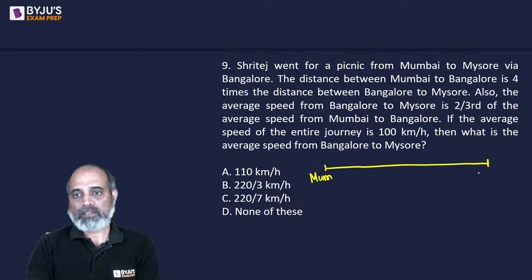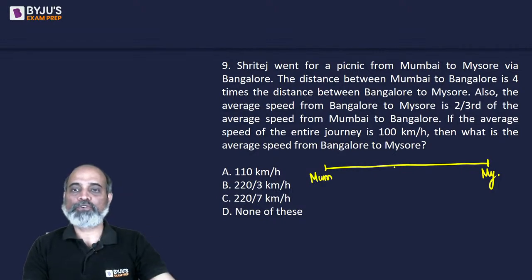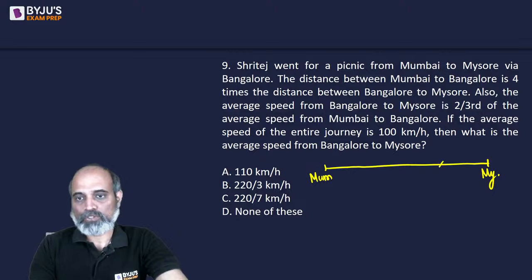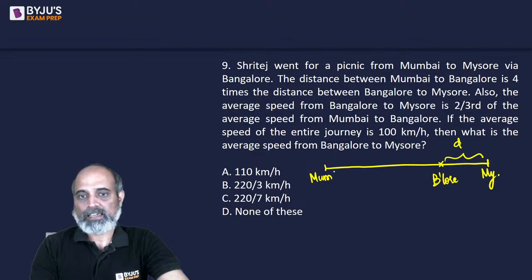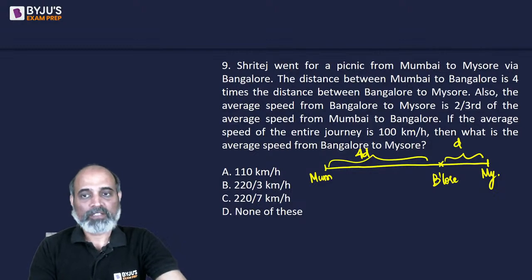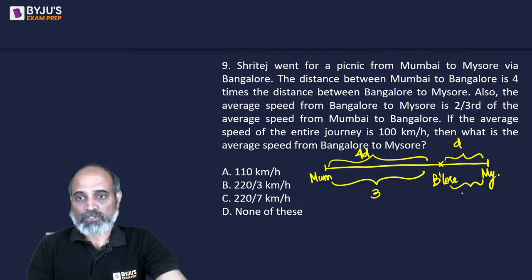Okay, so we will say that this is Mumbai, this is Mysore, and we have a Bangalore. Now it is given that distance between Mumbai to Bangalore is 4 times the distance between Bangalore to Mysore. So we will say that if this is Bangalore and if this distance is D, then this distance between Mumbai to Bangalore is 4D. It's 4 times, right? Average speed from Bangalore to Mysore is 2/3 the average speed from Mumbai to Bangalore. So the average speed from Mumbai to Bangalore, if I say is 3, then the average speed from Bangalore to Mysore is 2/3 of 3, which is going to be 2.